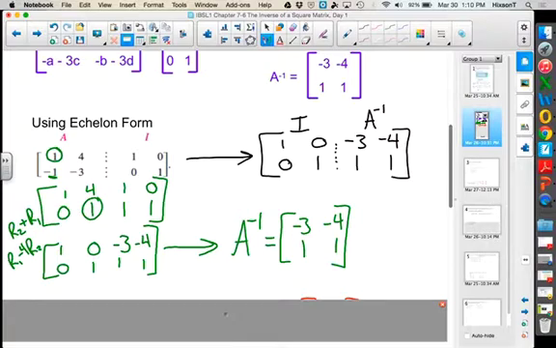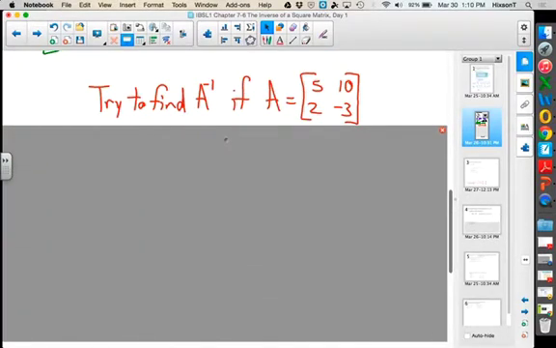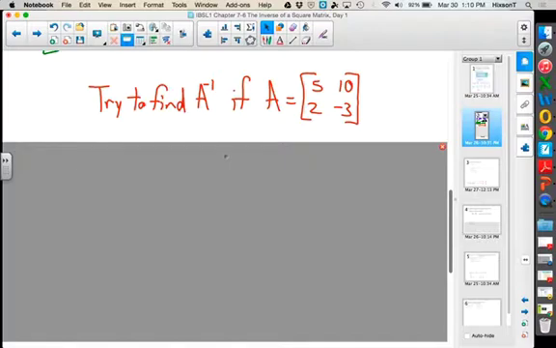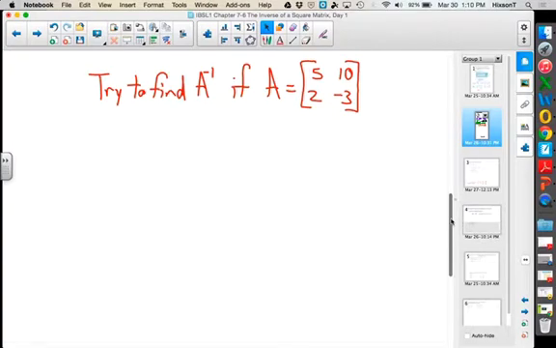Okay. All right. So with that, then let's go ahead and try one of these. Let's say A is the matrix 5, 10, 2, negative 3.